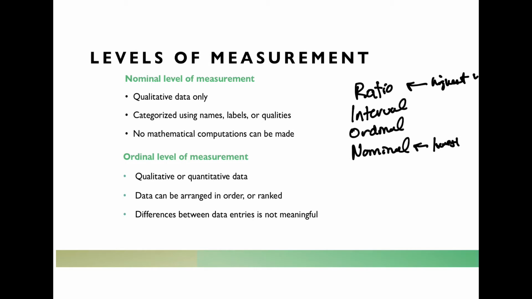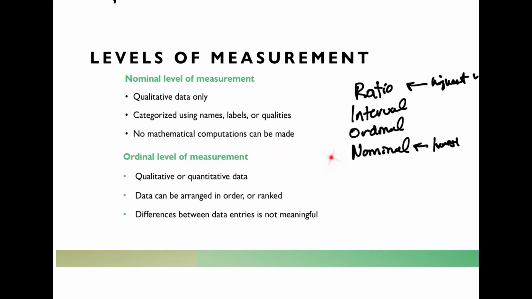All right, so let's start off with nominal. Nominal level of measurement is qualitative or categorical data only. So it's categorized. We're using names, labels and qualities. That's qualitative data. But there are absolutely no mathematical computations that can be made, right? All we can do is collect those yeses and nos, or those eye colors, or those majors, and organize them and figure out percentages of how many were in this group, how many were in that group, percentage-wise or count-wise. But that's all we can do. We can't take the average of those or anything like that.